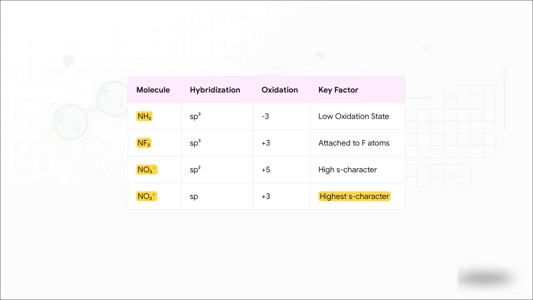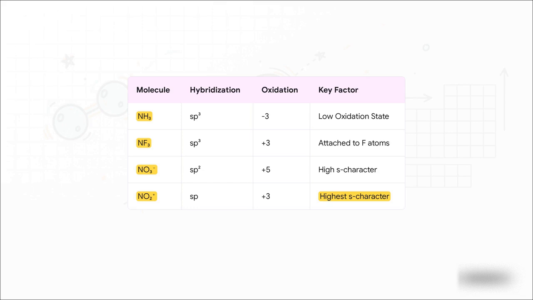All right, to crack this, we have to look at all those factors for each nitrogen. Now, the trick is to look at hybridization first, because that often has the biggest impact. Let's start with the nitronium ion NO2+. It's linear O-N-O, which means that nitrogen is sp hybridized. That's 50% s character, the most it can have. Next, the nitrate ion NO3-. It's trigonal planar, so the central nitrogen is sp2 hybridized. That's 33% s character. Then we have ammonia NH3 and nitrogen trifluoride NF3. Both of those have a nitrogen that is sp3 hybridized, only 25% s character.